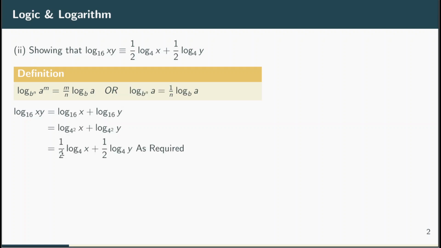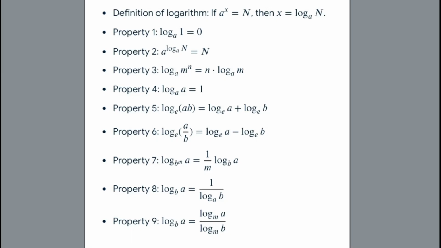So I just have half log to the base 4 of x plus half log to the base 4 of y. You can just take a screenshot of these properties, and then in your spare time, go through the laws of log. This is the law of log that we just used. It is property number 7.